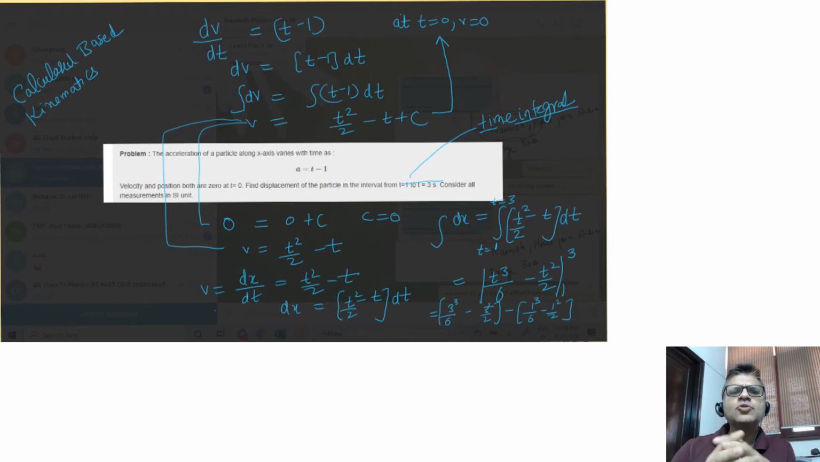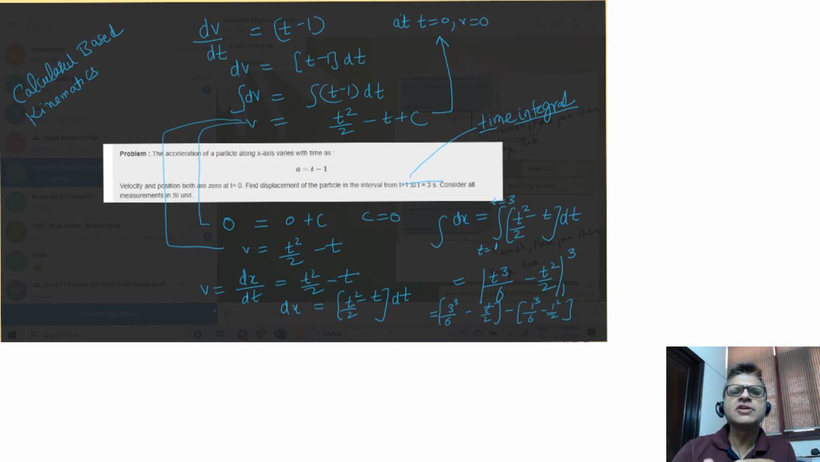Now the technique used in integration to find the change in position, or change in any physical quantity, over a time interval is called definite integration. So you calculate your integration in the normal manner, then you put the time interval on top of it. You first put the upper time limit, which is t is equal to 3, in the expression you got after integration, and then subtract the value you get when you put in the lower limit.